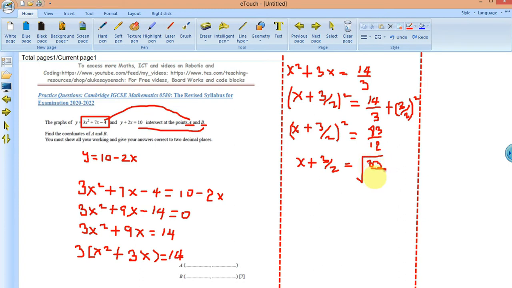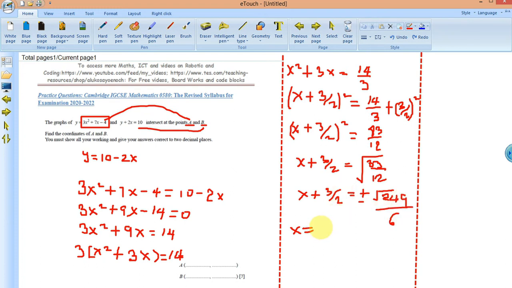So let me just go ahead and use my calculator to complete that. Square root of answer equals, that is 249 over 6. Okay, so then I have x plus 3 over 2 equals plus or minus the square root of 249 over 6, such that x will give you plus root 249 over 6.